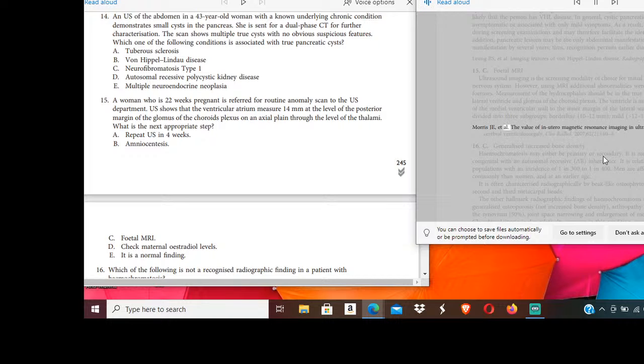Morris JE, et al. The value of in utero magnetic resonance imaging in ultrasound diagnosed fetal isolated cerebral ventriculomegaly. Clin Radiol. 2007, 62:140-144. 16. C. Generalized increased bone density, hemochromatosis.